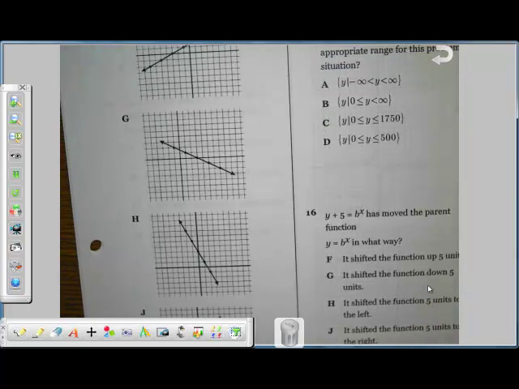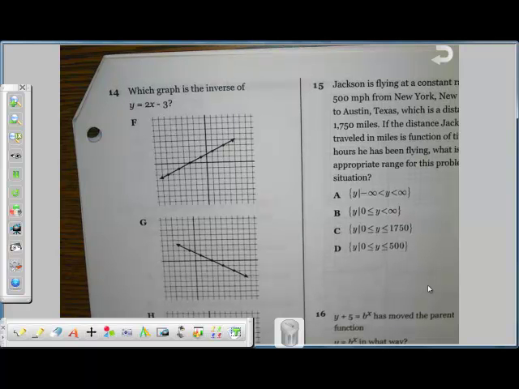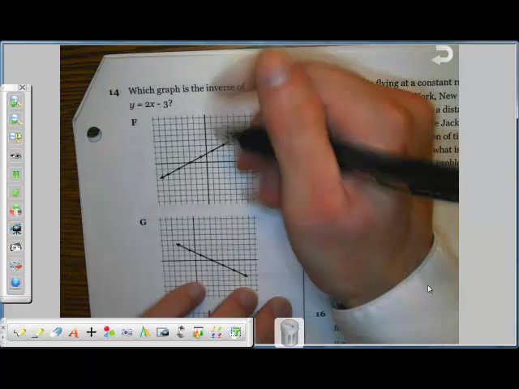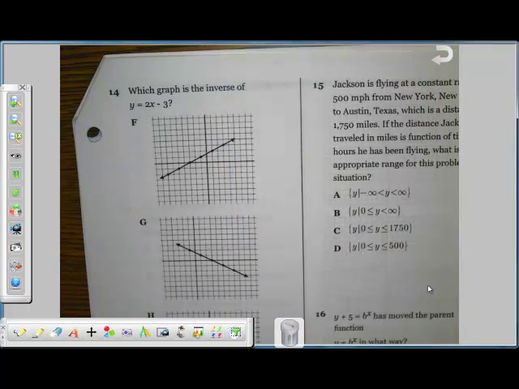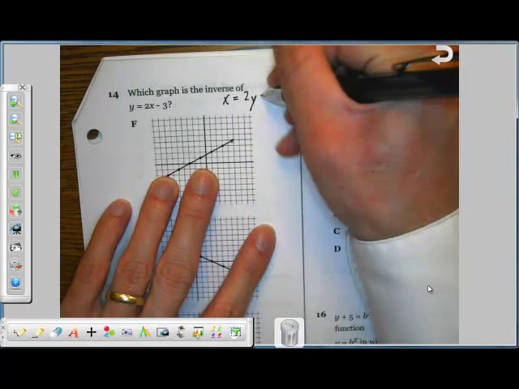Let's go on. Which graph is the inverse of 2x minus 3? Now, you have two choices. You could graph it and see which one was a reflection, or you could find the inverse and then identify it. I'm going to try graphing it. Nah, I'm just going to switch it. Okay, so x is equal to 2y minus 3.